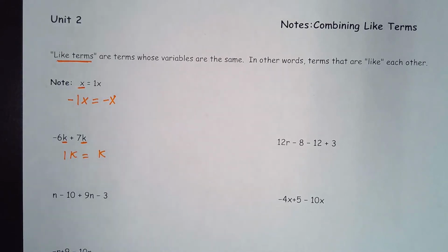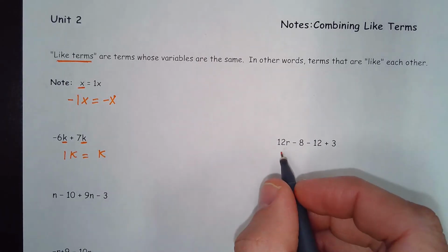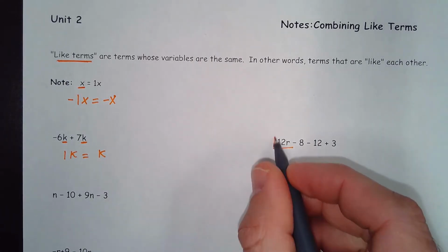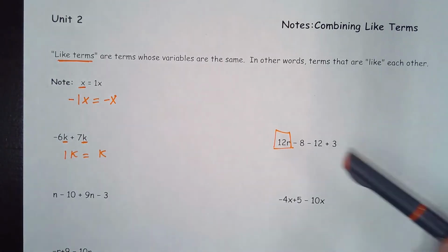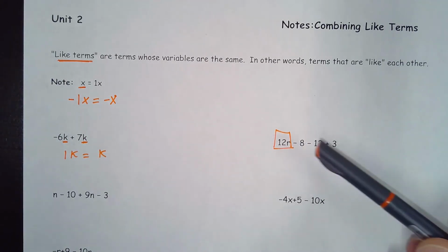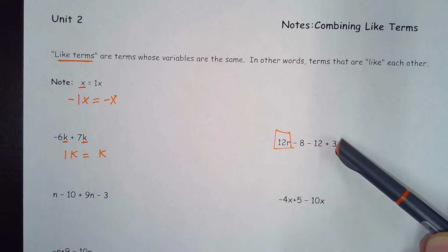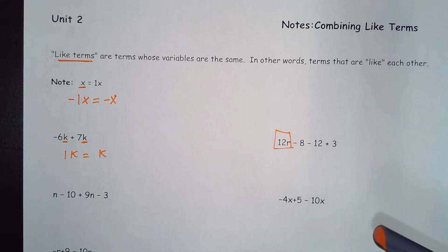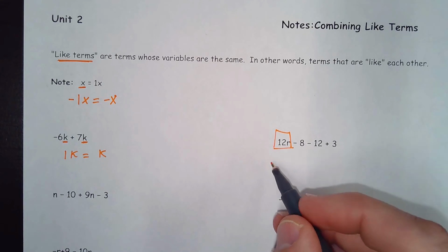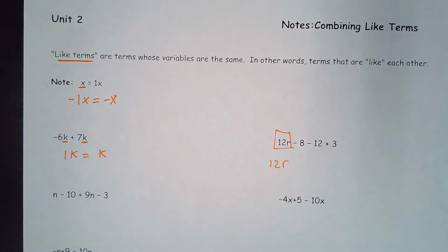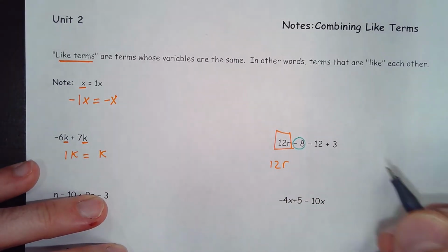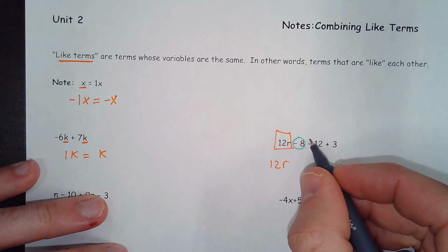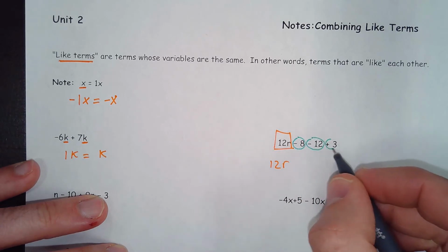All right, the next one. So we have an R term. First of all, I like to really point out the terms. So we have 4 terms here: 1, 2, 3, 4. Our first term is 12R. It can't be combined with anything, so it's just 12R. Now this is important: our next term is actually negative 8, not just 8, negative 8. Our next term is negative 12, plus 3.